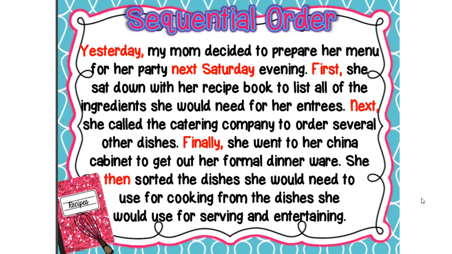So here's another one. Look for those red words. Those red words are screaming those clues to help us identify sequential order. Yesterday, my mom decided to prepare her menu for her party next Saturday evening. First, she sat down with her recipe book to list all of the ingredients she would need for her entrees. Next, she called a catering company to order several other dishes. Finally, she went to her china cabinet to get out her formal dinnerware. She then sorted the dishes she would need to use for cooking from the dishes she would use for serving and entertaining.